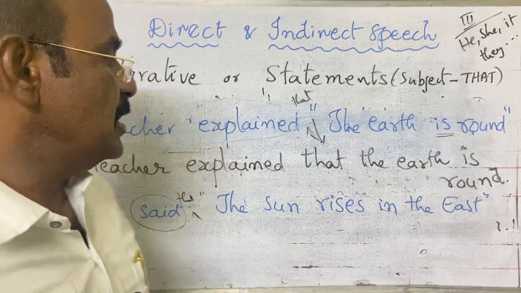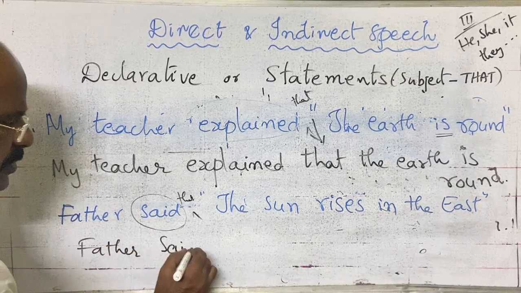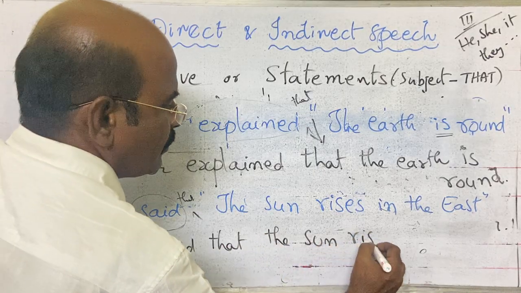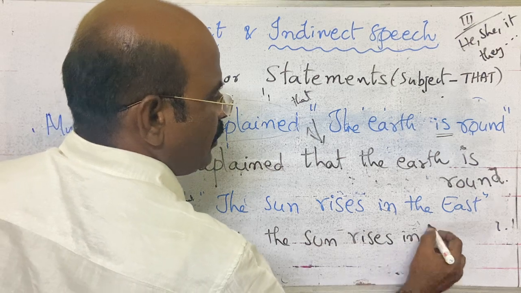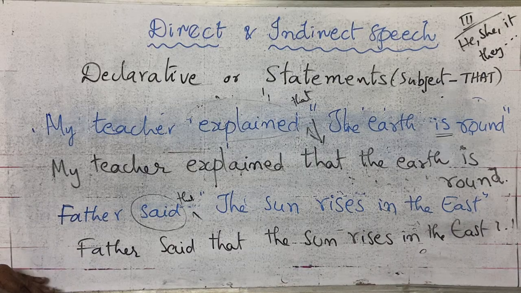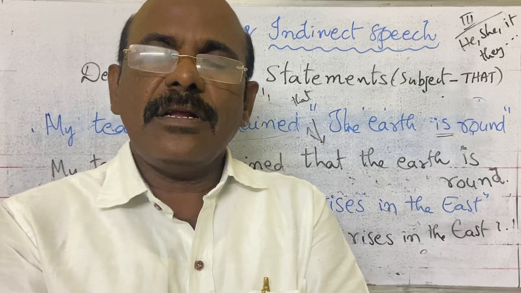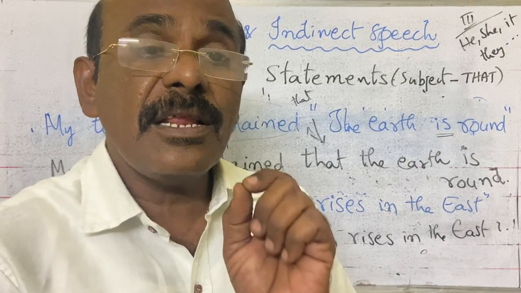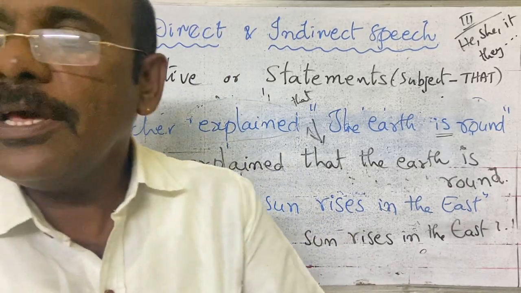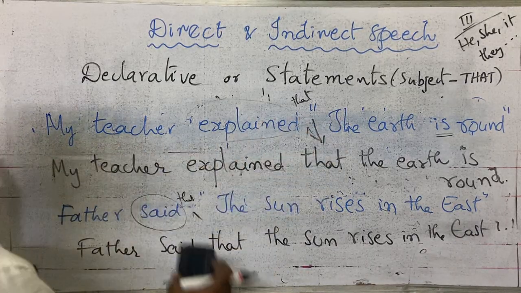These never change. So that's why here we take: Father said that the sun rises in the east. So like this we are writing. These are the type 1 sentences. Like that, the science teacher explained that water boils at 100 degrees centigrade. Why? Because that won't be changed. So like this, some are there that come as they are. You should be careful of that.